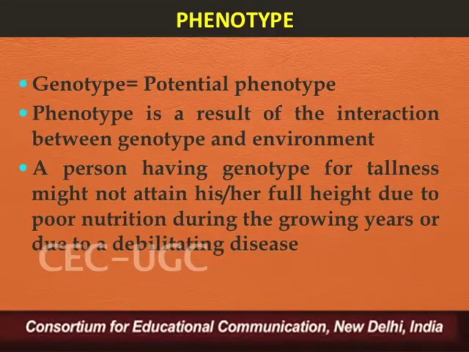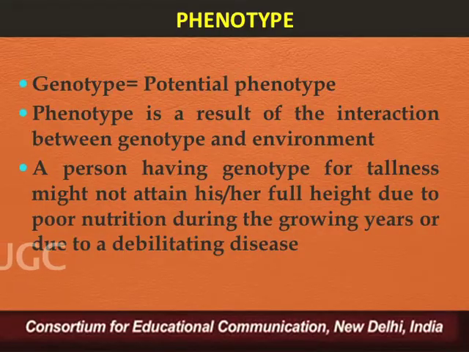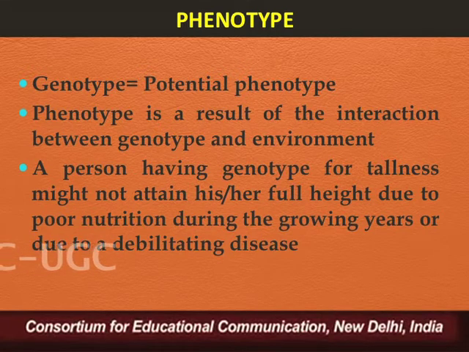For example, a person might be having genotype for tallness, but he or she might not be able to attain his or her full height because during the growing years that person did not receive full nutrition. So herein nutrition is an environmental factor, and because it was not adequate for the person, that individual did not grow to his or her potential height. So we can see here how environmental factor is affecting the phenotype and changing its expression.